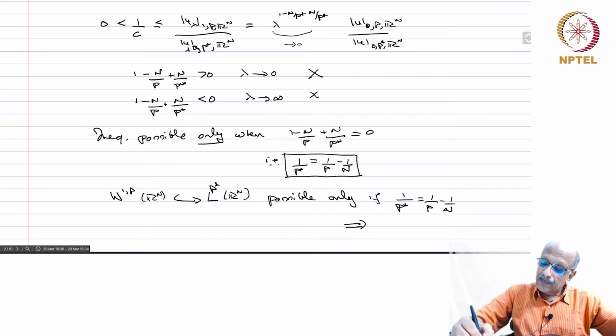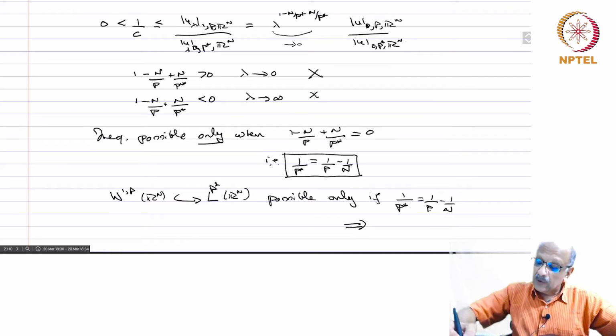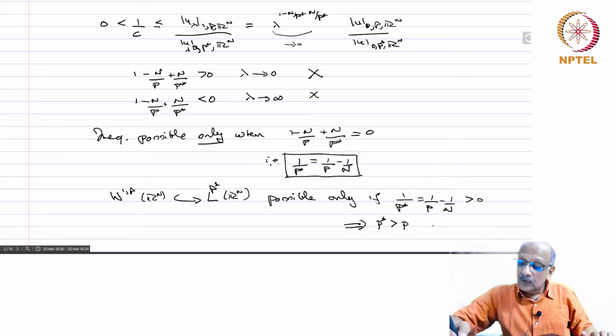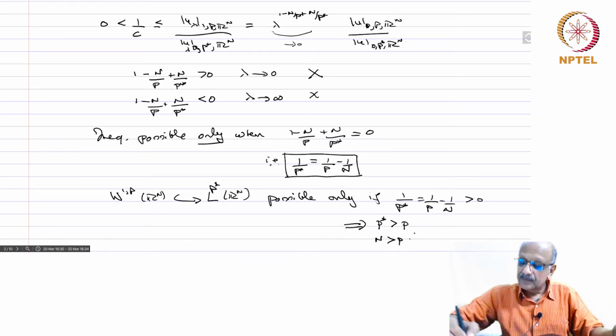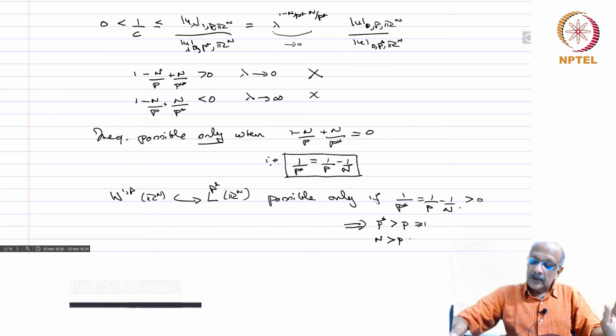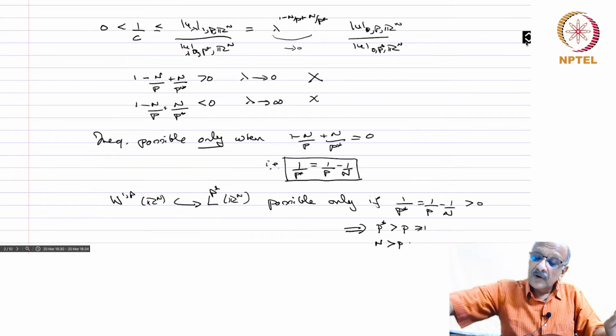And this of course implies that 1/p* is less than 1/p, and therefore p* is bigger than p. Also this has to be greater than 0, and therefore p should be less than n, otherwise this will not even be positive. Then p* is bigger than p, p is greater than or equal to 1, so that is fine, and n must be bigger than p, and then 1/p − 1/n will be positive.